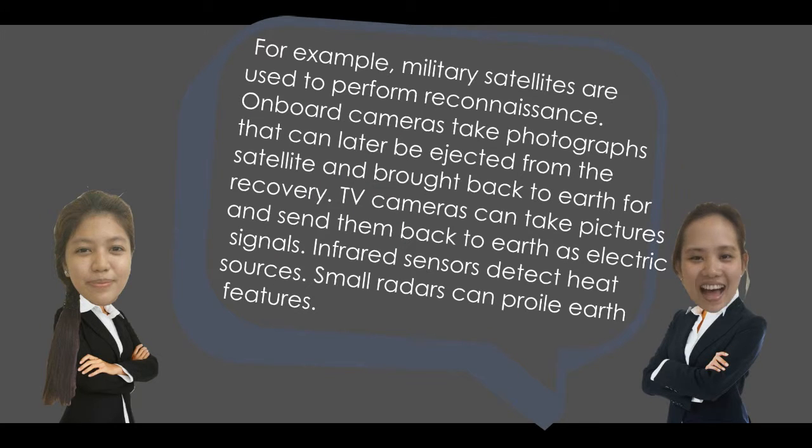For example, military satellites are used to perform reconnaissance. Onboard cameras take photographs that can later be ejected from the satellite and brought back to Earth for recovery. TV cameras can take pictures and send them back to Earth as electric signals. Infrared sensors detect heat sources. Small radars can profile Earth features.